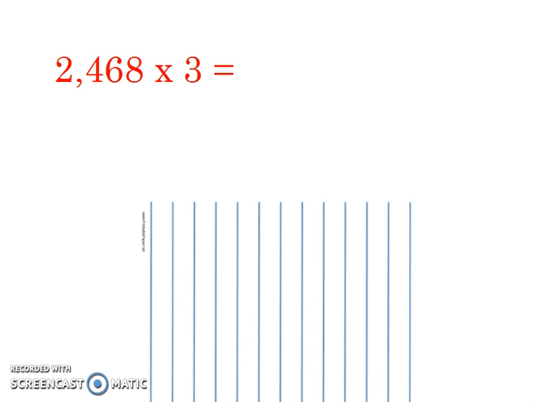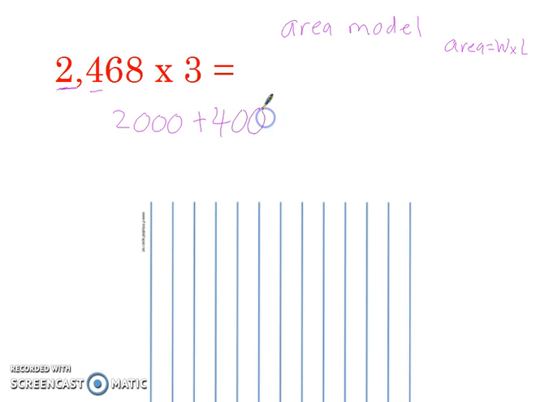Okay. We're also going to try out the area model. And remember, area equals width times length, because we're going to use that a lot. So this time, instead of just writing what each digit is, we write what each digit is worth. So this 2 in the thousands is really worth 2,000, plus the 4 in the hundreds is worth 400. So really we're just writing expanded form. 6 in the tens is worth 60, and the 8 in the ones is just worth 8.